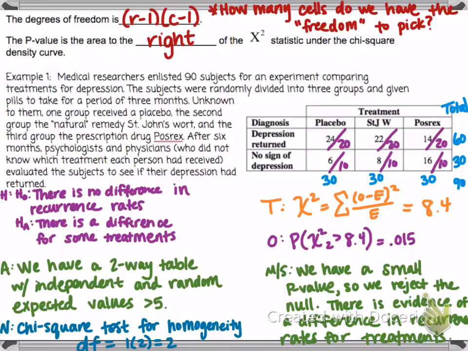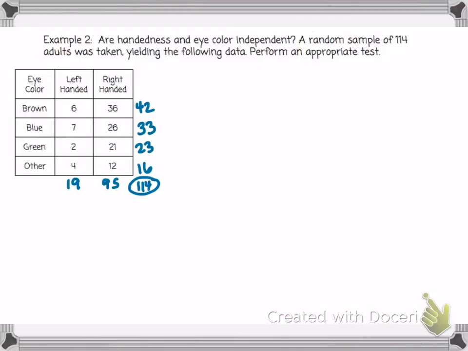Now let's talk through the other type of chi-squared test that you might see, and that's going to be a chi-squared test for independence. Okay, so let's read through this problem. It says, are handedness and eye color independent? So now you're looking at two different variables. You're looking at left-handedness and right-handedness versus eye color. And I want to know, basically, I'm asking, do those two things have an effect on each other?